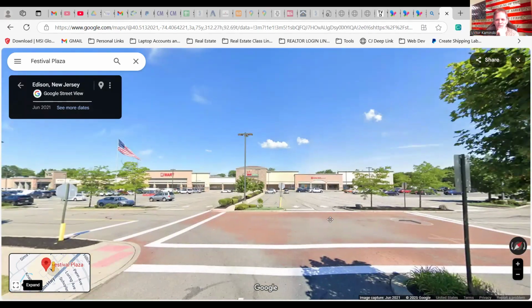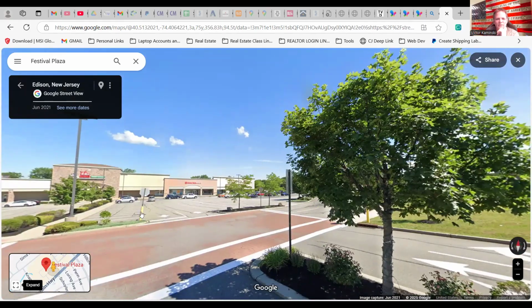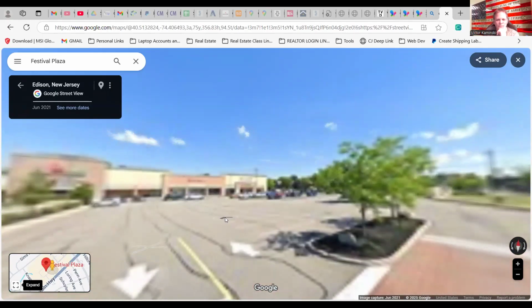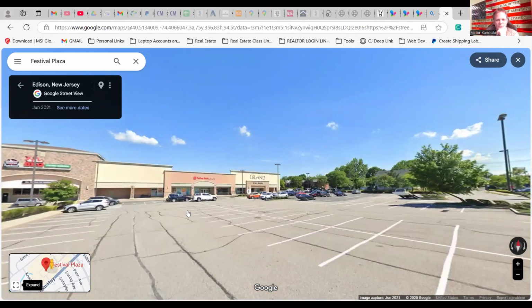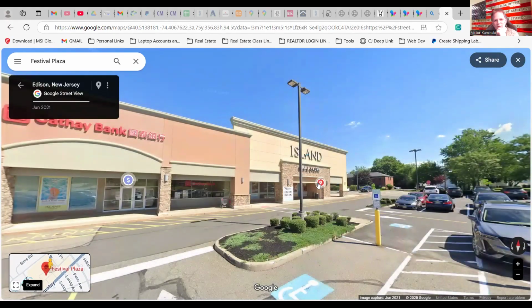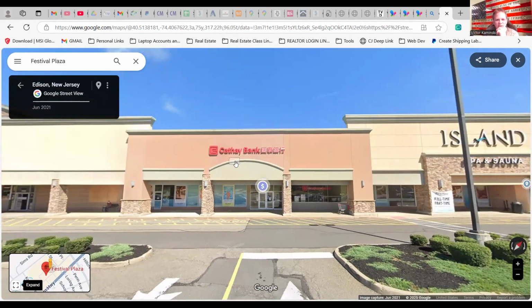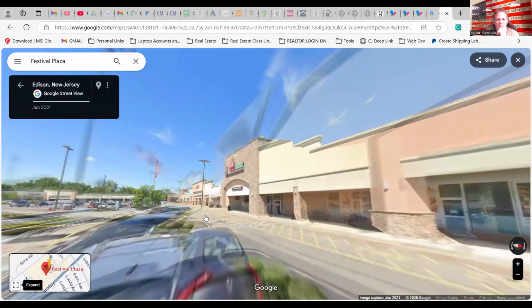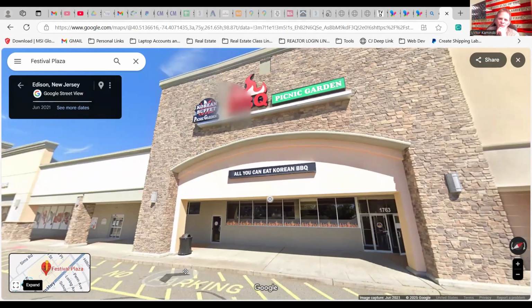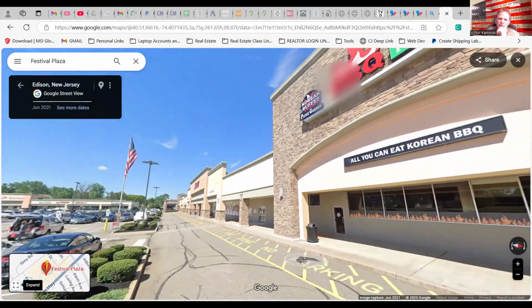They have mostly Asian stores. Yeah, they're mostly Asian stores, but they got all kinds of stuff, you know. Look, because I went for the Paris Baguette. What's that? Went to one of the stores, Paris Baguette. Well, let me see. We have Island, that's some sort of a spa. We've got that Asian bank there, Cathay Bank. We have some kind of a barbecue place there, Korean buffet, picnic garden, all you can eat.